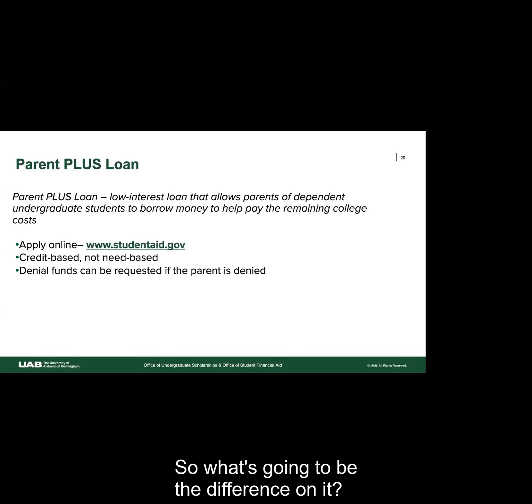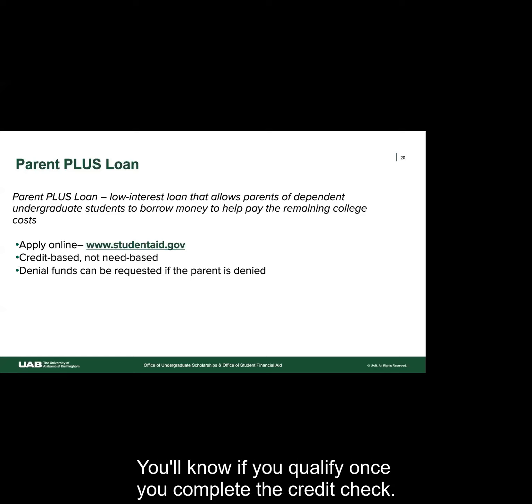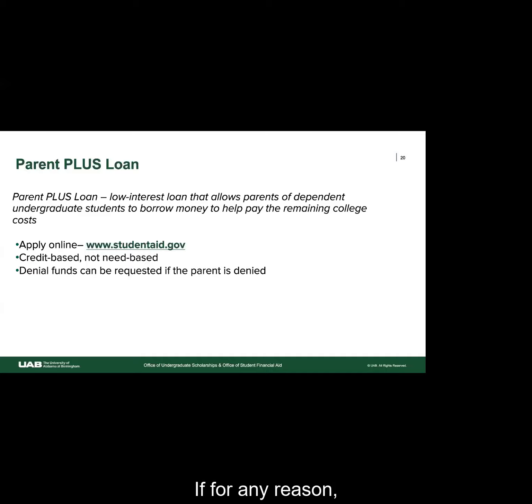So what's the difference on it? You still have to apply through studentloans.gov. It is a credit-based loan, so there will be a credit check involved. It's still about a 5-minute check, and you'll know if you qualify once you complete it. If for any reason the parent does not qualify, there are denial funds, which you can get up to $4,000 additional for the year if the parent is denied.